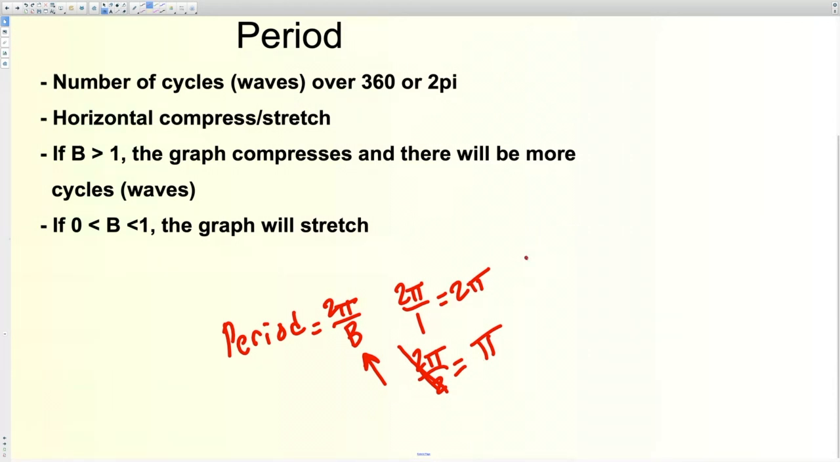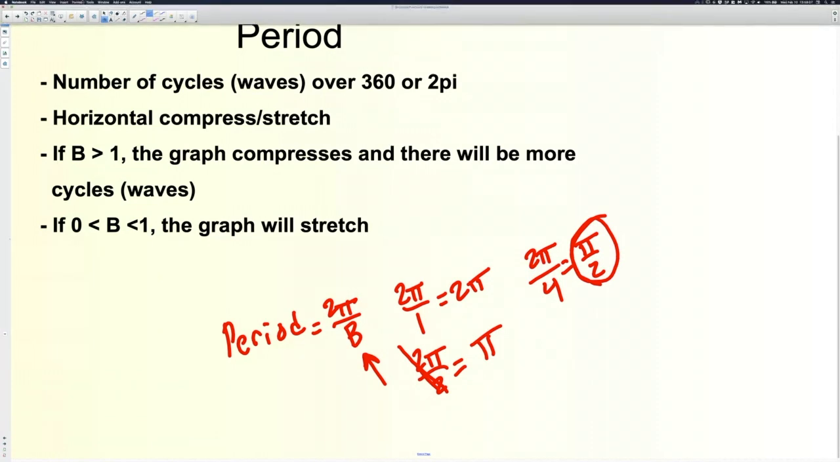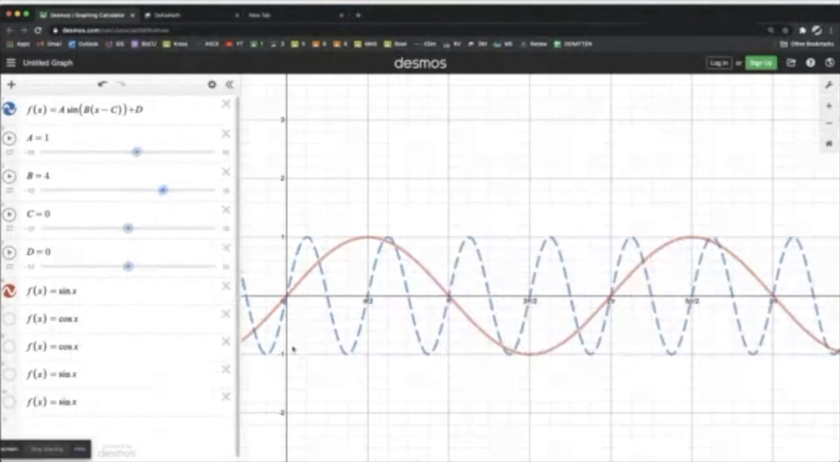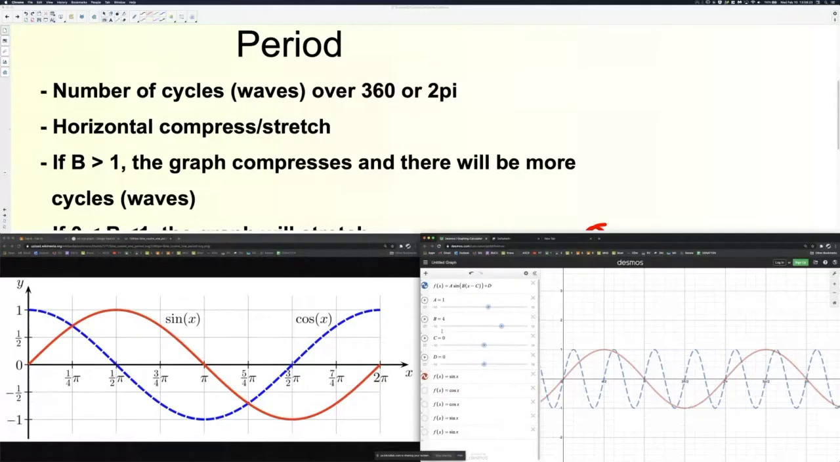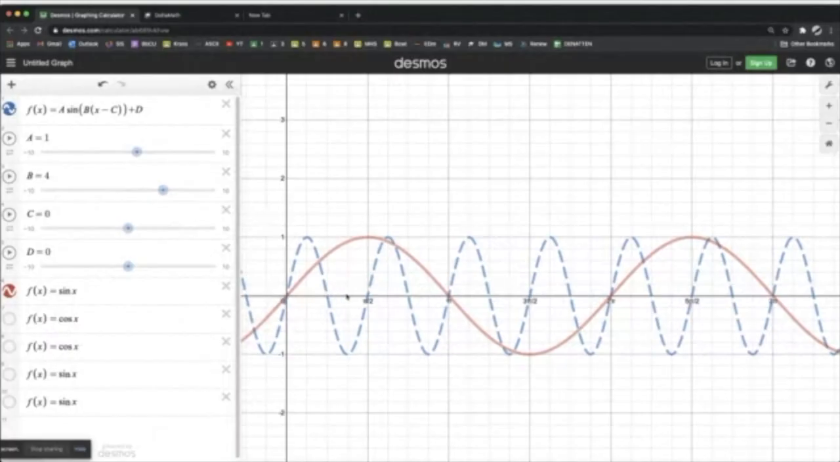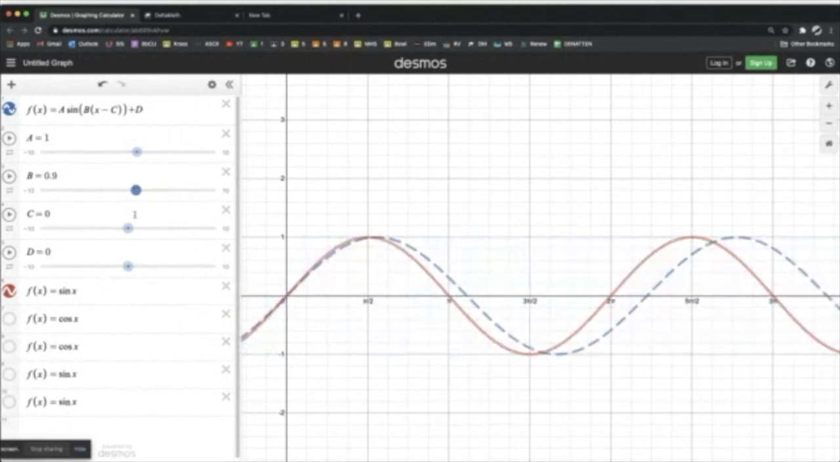Now let's say B is 4. This reduces to pi over 2, which means 1 whole cycle will be completed from 0 to pi over 2. And you can actually mess around on the graph with that and see it. Here, I'll change B to 4. And you can see, there we go. So I changed B to 4, which meant I had 1 cycle from 0 to pi over 2. You see it up here. From 0 to pi over 2, it's 1 cycle. It goes up and down and back. Cool. Change it back to normal, to 1.